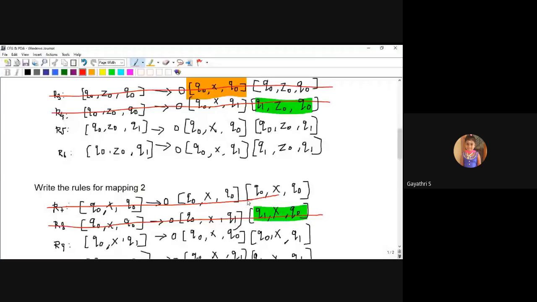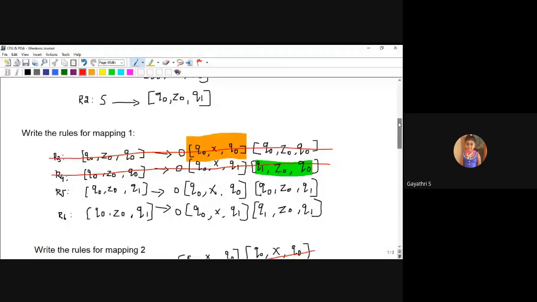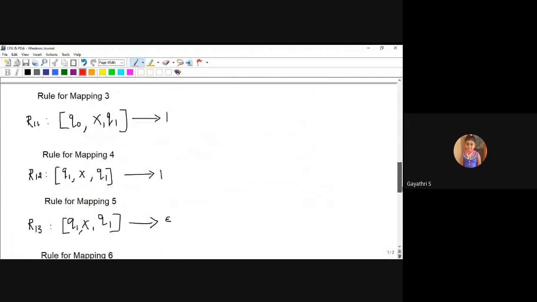Is there any production which has Q0 x Q0? See here, rule number 9 also has Q0 x Q0, so I will eliminate it. In rule number 5, which was Q0 x Q0, I will eliminate rule number 5. Is there any other production with Q0 x Q0? No.